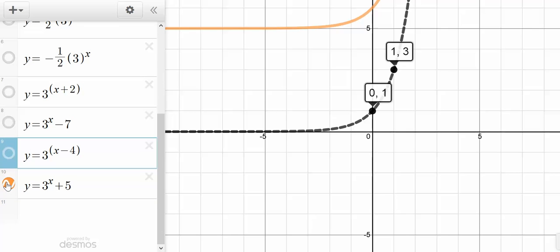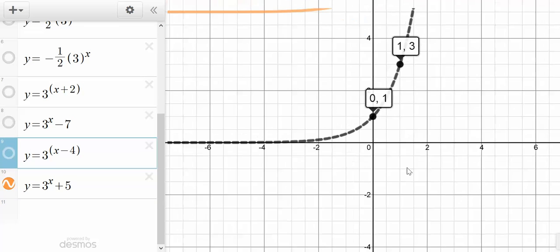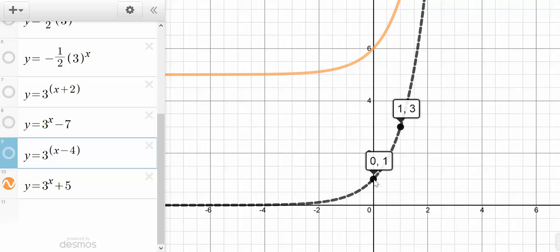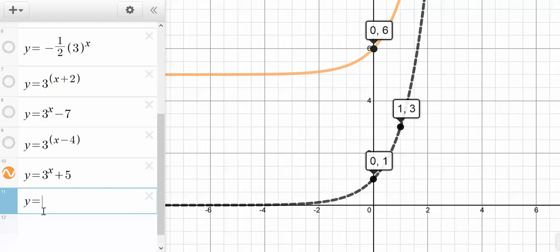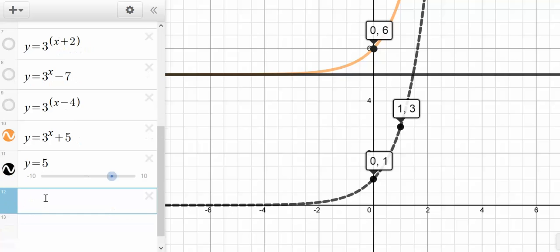Here's 3 to the x plus 5. Notice, how does it compare? Well, it's just been moved 5 units up. Right there, right? 0, 6. What would the asymptote be? So the asymptote would also be y equals 5 in this case, because it's been moved up 5 units. Notice my asymptote goes up with it.